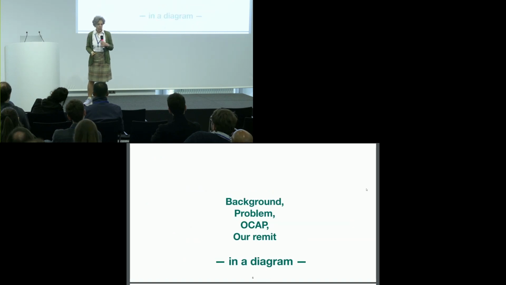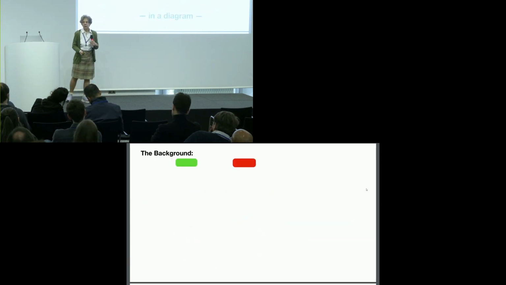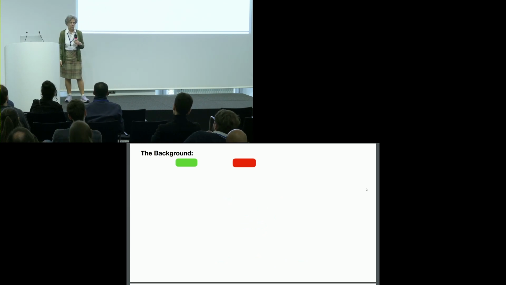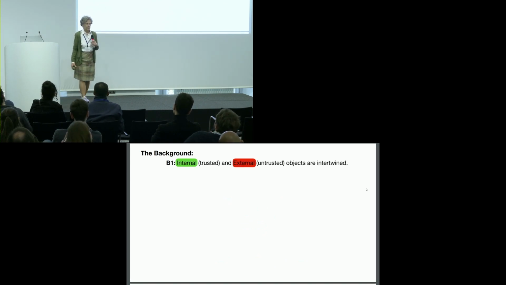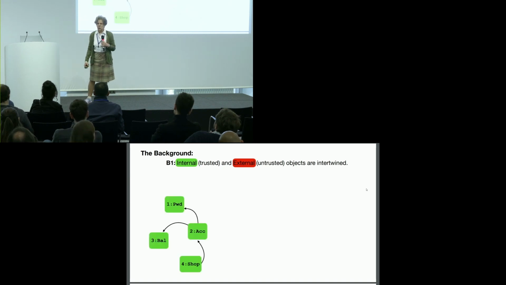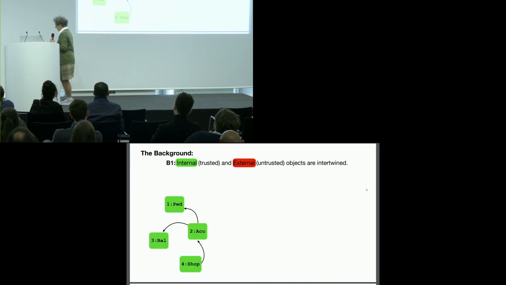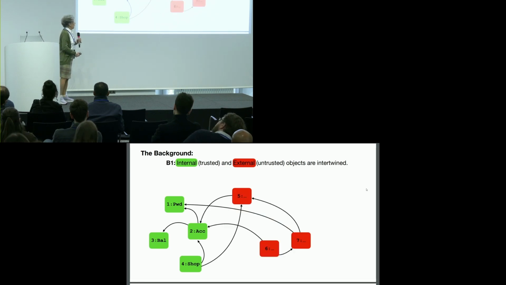So first of all, the background in a diagram. We have got the internal trusted objects, they are green, and the external, they are red. So here is the standard example, at least in object-oriented programming, where we have got an account and it has got a password, a balance, and there is a shop that has got the account to keep its money. And there are some external objects, and they have got references to the internal objects, and the internal objects have also got references to the external objects.